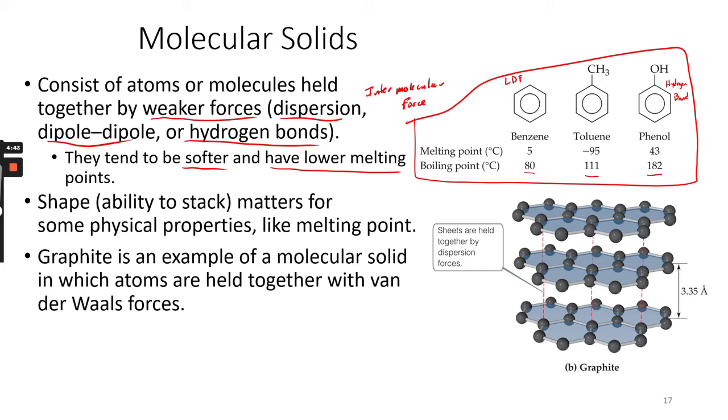Well, as it turns out, benzene is more stackable. So the easier it is to stack, the closer your molecules can get in the solid phase, and the higher the melting point.